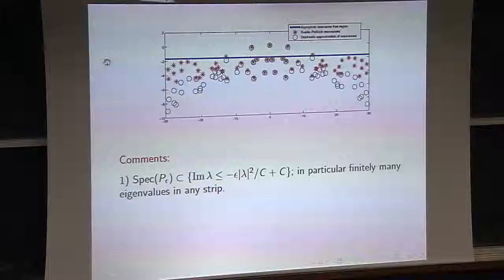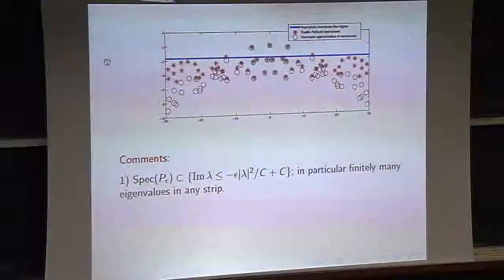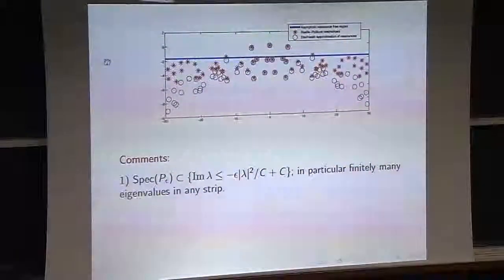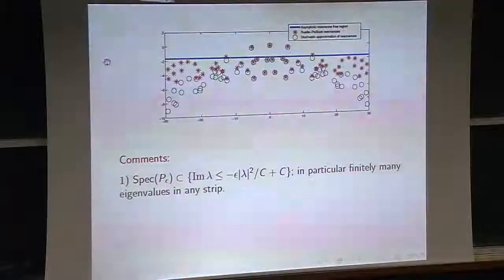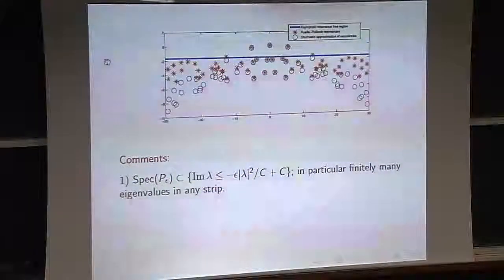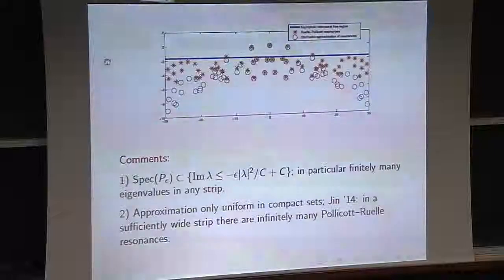So the first comment, which I already made, is that the spectrum of the operator P epsilon lies below a curve like that. That's pretty obvious. I have an operator which is a vector field plus i Laplacian, well, self-adjoint vector field plus i Laplacian. And so of course eventually the Laplacian dominates. So the imaginary part has to be very negative like that. So in particular, only finitely many eigenvalues for P epsilon in a strip. The approximation is only uniform in compact sets.